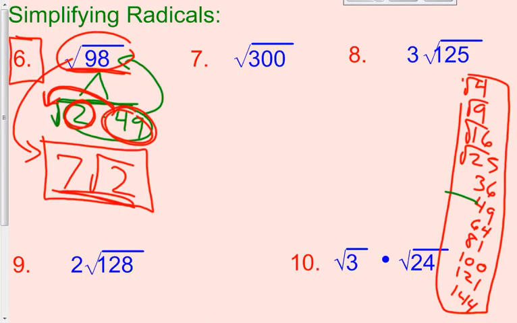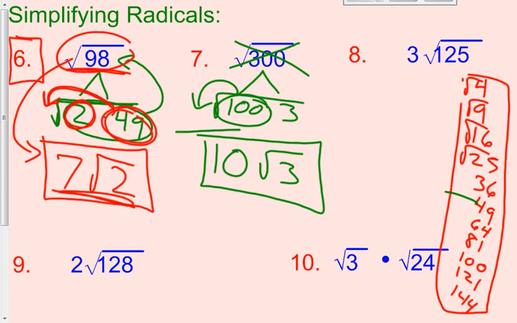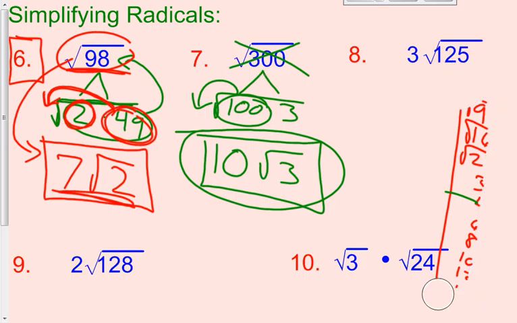Moving on to number 7. The square root of 300. Isn't that the same thing as 100 multiplied by 3? If that's the case, this 100 comes outside the radical to make it a 10, and the square root of 3 stays inside. The square root of 300 isn't simplified. 10 square root 3, this is our answer. This is simplified. So why don't you guys pause the video and try number 8 on your own.